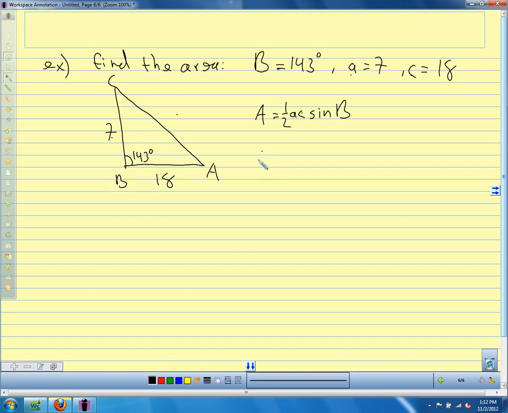So we just plug these numbers in. Our area is 1/2 times 7 times 18 times the sine of 143. Plug that into my calculator, and I get that the area is about 37.91 square units. Questions on that?